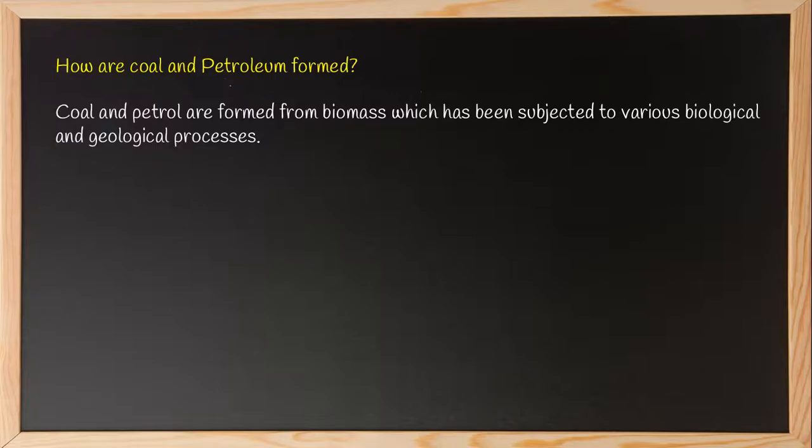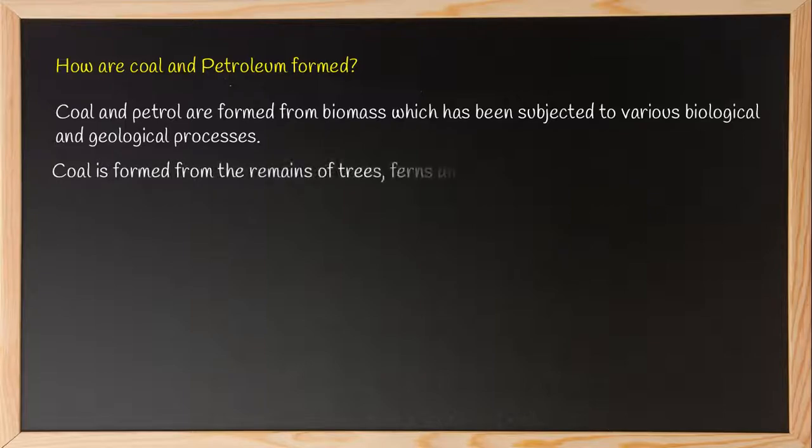So, what is a biological process? Something that is living. That's a living process. Geological is something that's happening inside the earth, or something that's happening on the surface of the earth. So that's a geological process. Due to these biological and geological processes, coal and petrol are formed.